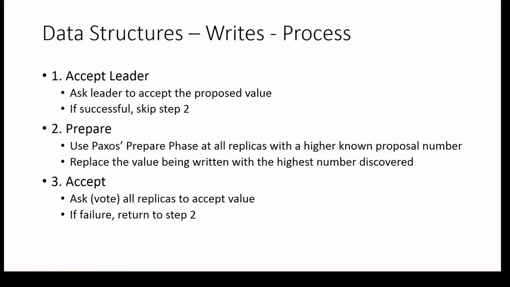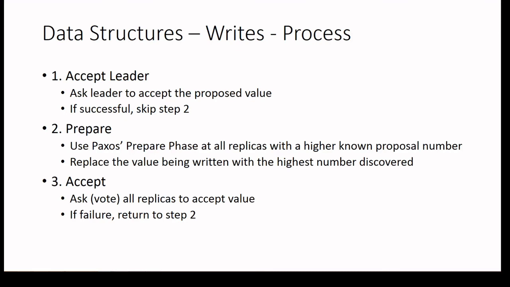So the actual steps, after the first 5 steps of read, on your sixth step, or as I'm showing here, the first step, is to accept the leader. You ask the leader to accept your proposed value. If it's successful, then you can skip straight to step 3. Otherwise, you have to go to step 2. Let's assume, for the sake of argument, that the leader did not accept the proposed value initially. So now you have to go to step 2. In step 2, you use Paxos's prepare phase at all replicas that have a higher known proposal number. Remember how Paxos works.